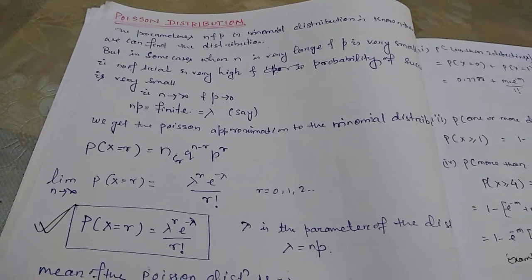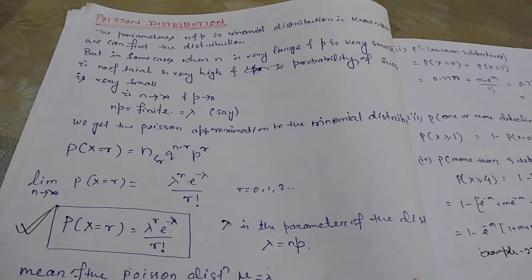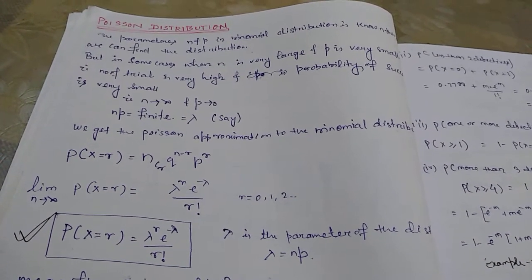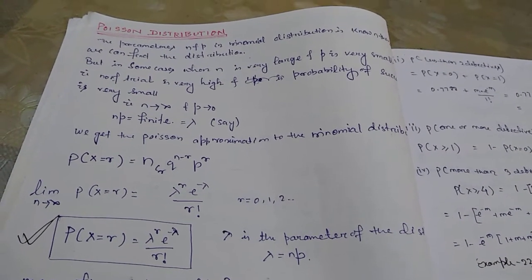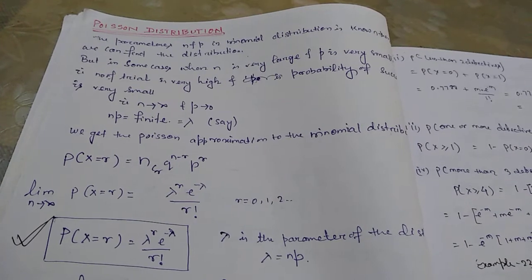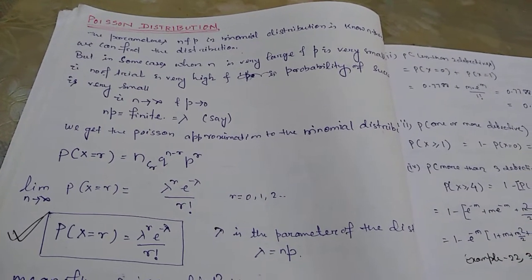Today we will start our next topic, Poisson distribution. Previously, we have discussed binomial distribution, which is a discrete type of distribution. Now, the second case is your Poisson's distribution. It is also a discrete type of distribution.